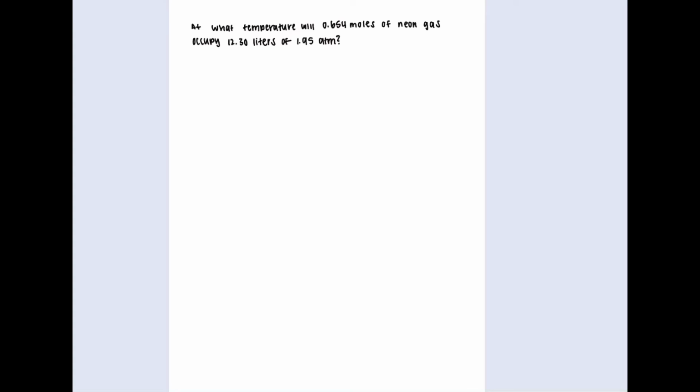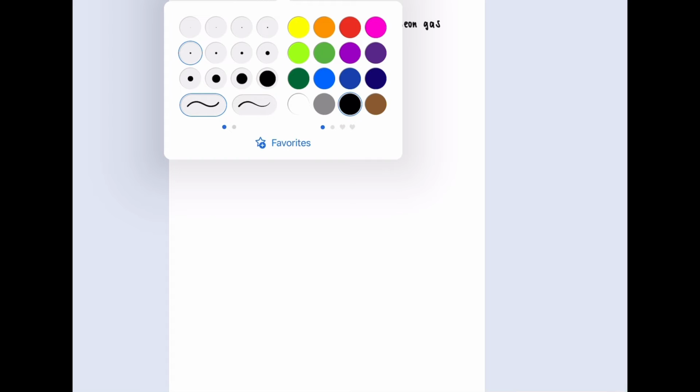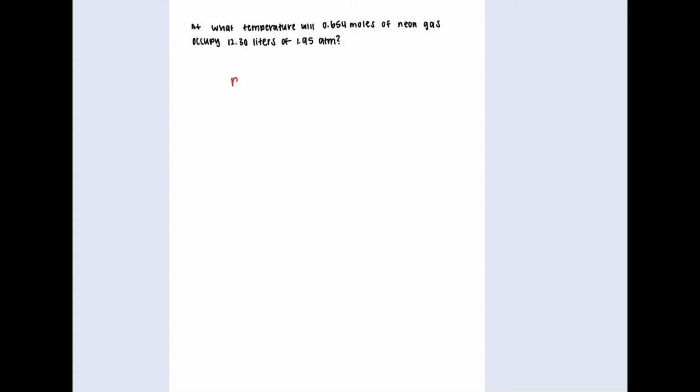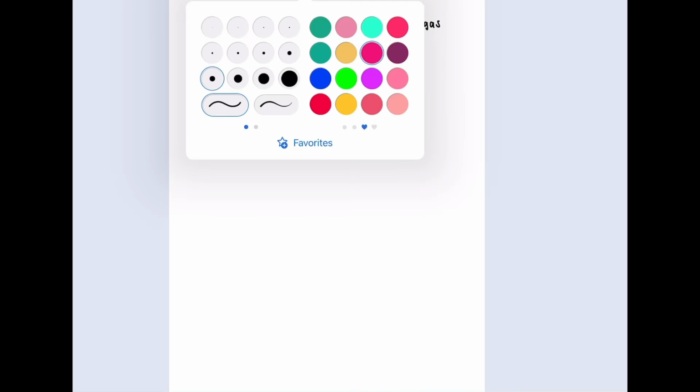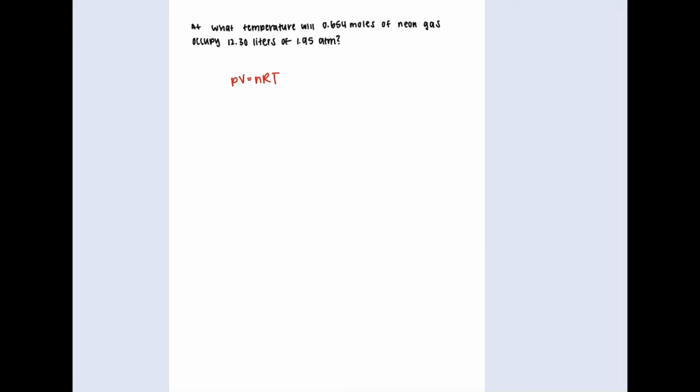Our first problem is, at what temperature will 0.654 moles of neon gas occupy 12.30 liters at 1.95 atmospheres? So we have our problem here. Let's write down our ideal gas law formula. PV equals nRT. Now, looking back at the problem, let's figure out what exactly it is that we're looking for. We want to know at what temperature. So we know we're going to be solving for temperature, which is T.